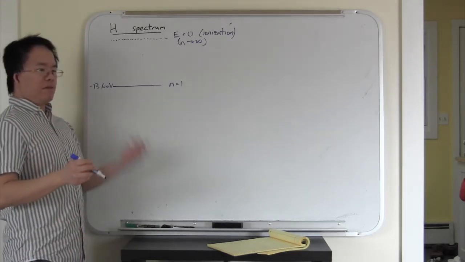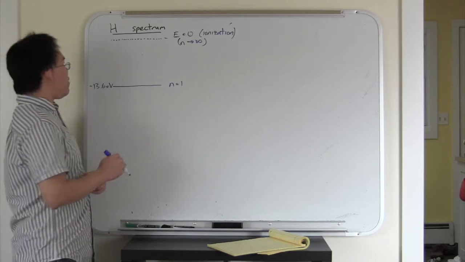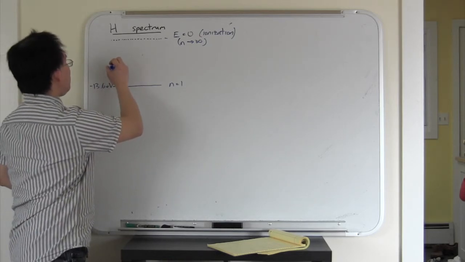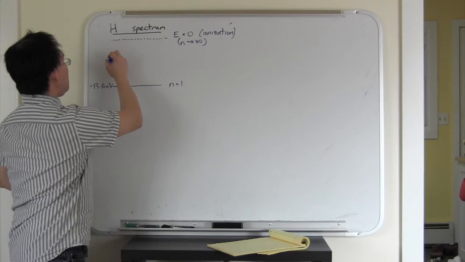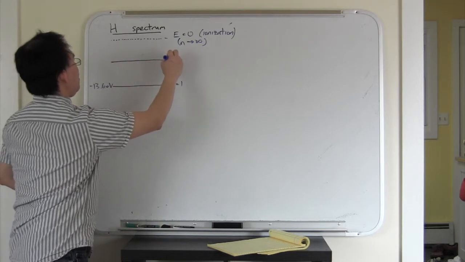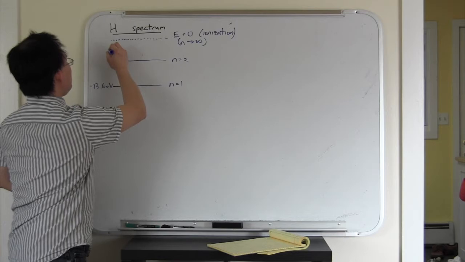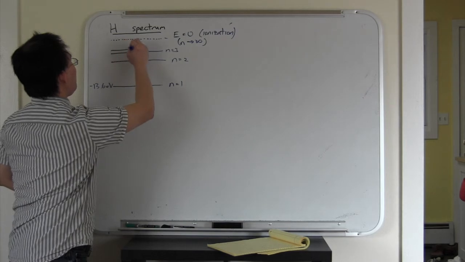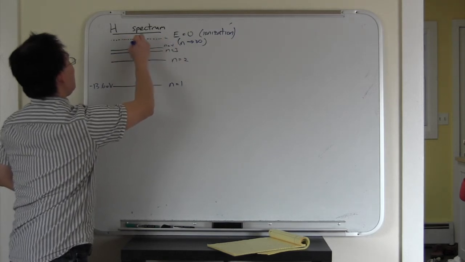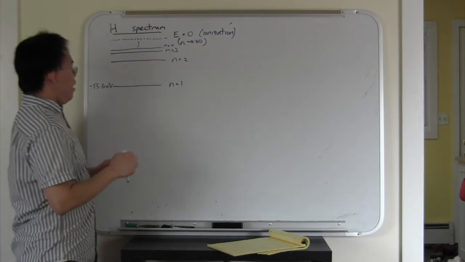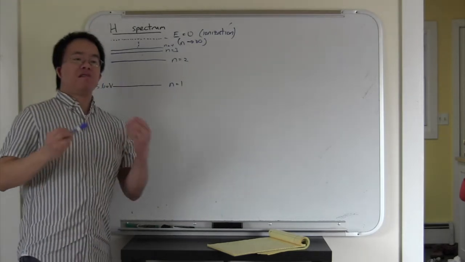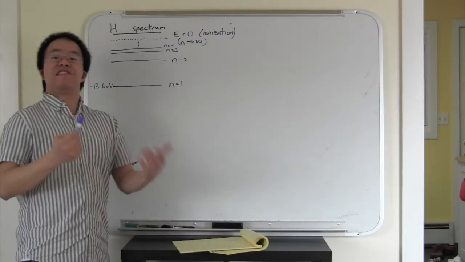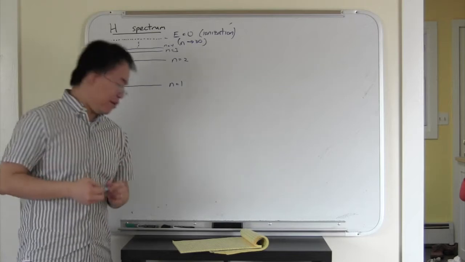And then the other levels are spaced like 1 over n squared, so they get closer and closer together as n increases. So it might look something like this. There is a better drawing of this in your reading, but we'll go something like this, and so on, and that continues onward. So this now lets us predict the lines that we might see in, say, an emission spectrum.